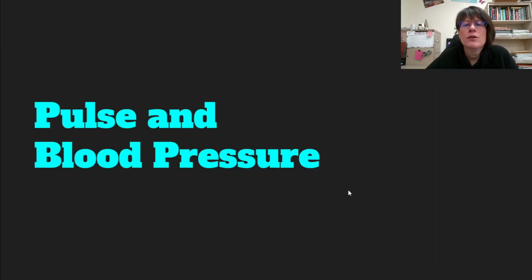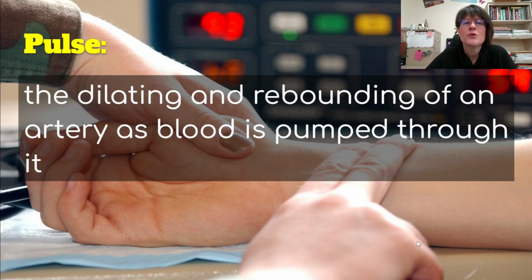Now let's talk about pulse and blood pressure. You've probably all found your pulse before. Maybe you're doing it right now in your neck area, okay? Or you can find your pulse on your wrist, and we'll be doing that in class. So your pulse is the dilating and rebounding of an artery as blood is pumped through it. So with each of those pumps, it adds some pressure. So when there's pressure added, the artery gets a little bigger and then it relaxes again. So with each heartbeat, each pump, it dilates, it relaxes.